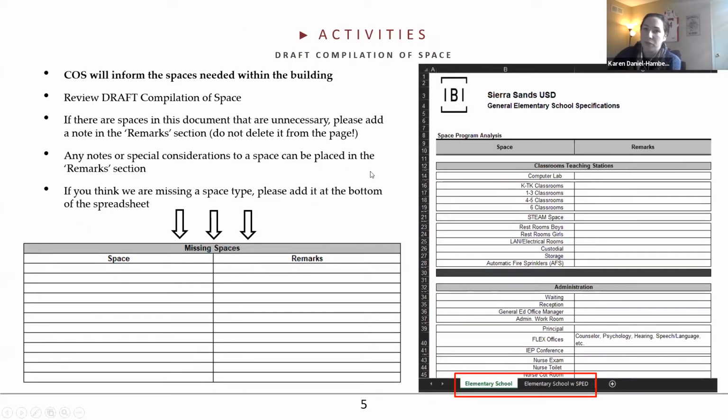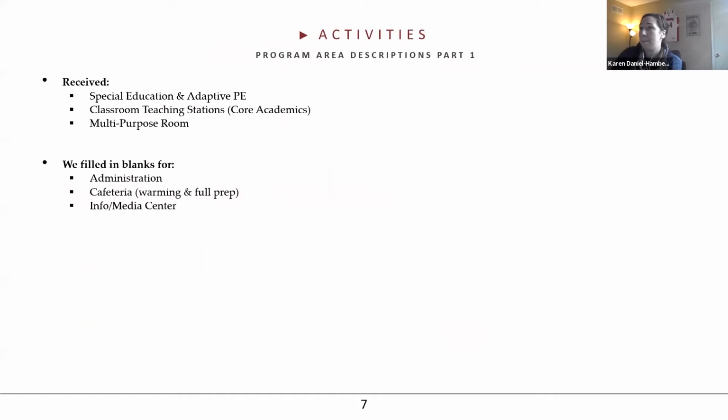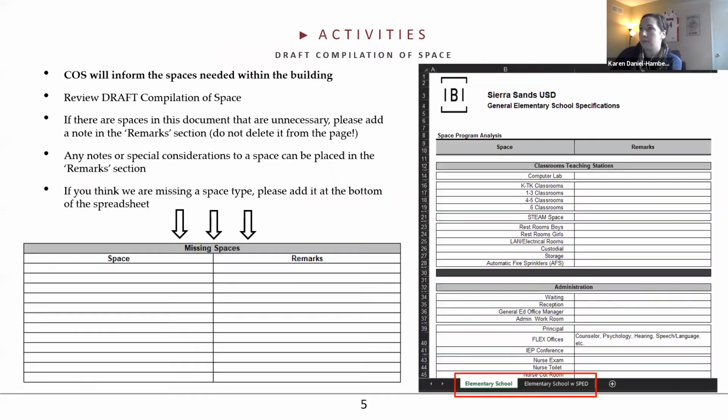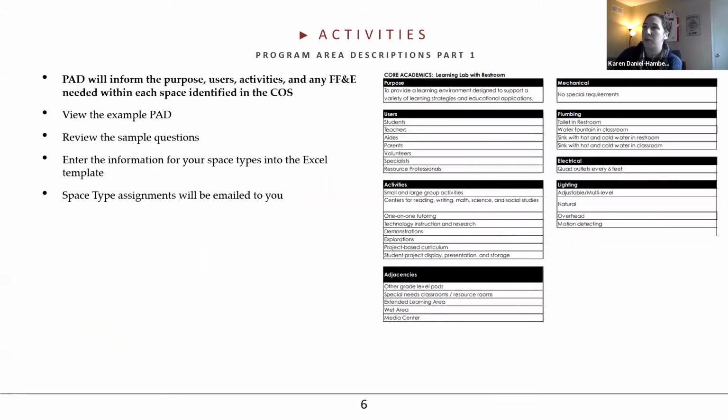So we wanted to just review the activities that you did very briefly. The first one was the compilation of space. You should all be pretty familiar with this document by now, I would hope. I'm not going to go through what we received on this one. This one's very straightforward. The next thing we asked you to do was the program area descriptions. Thank you to all of you who filled these out. I know they're kind of tedious, but they are really important for us.